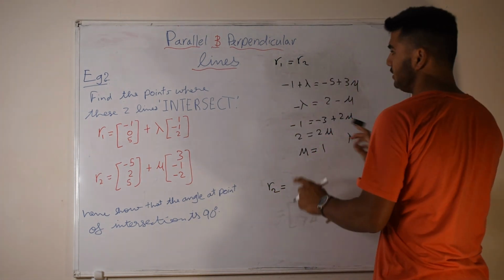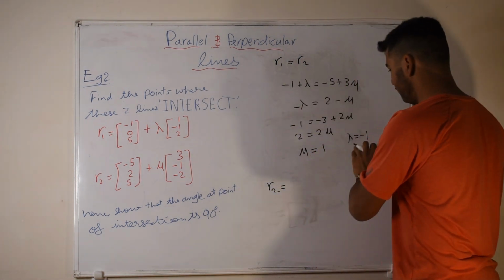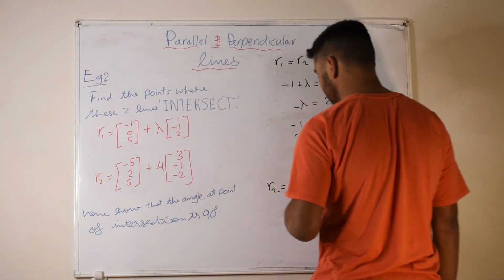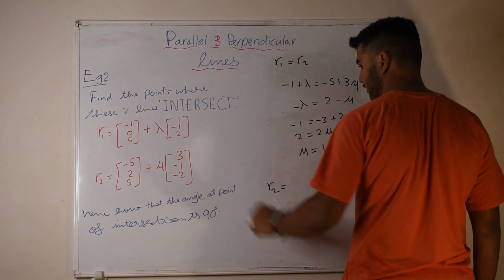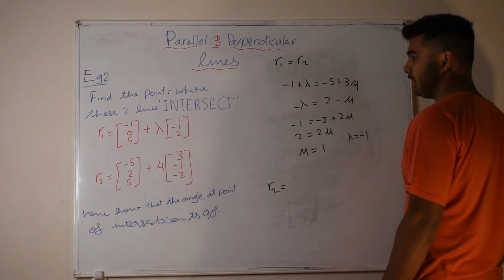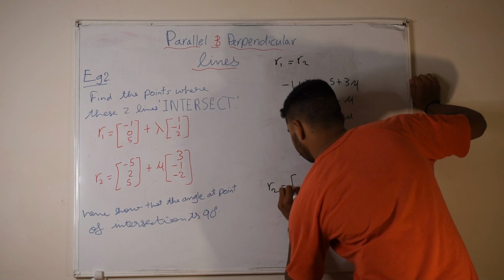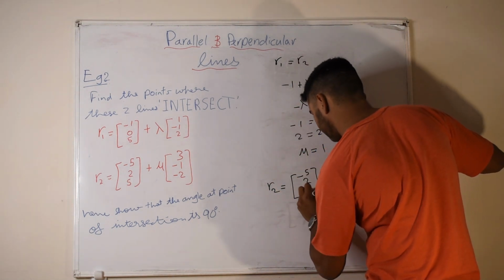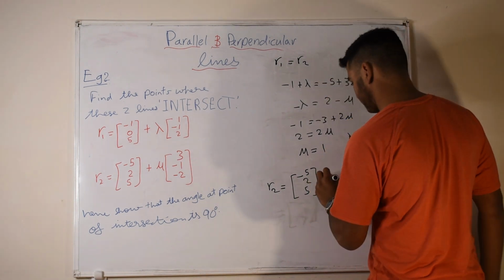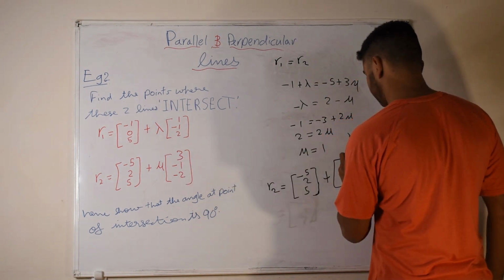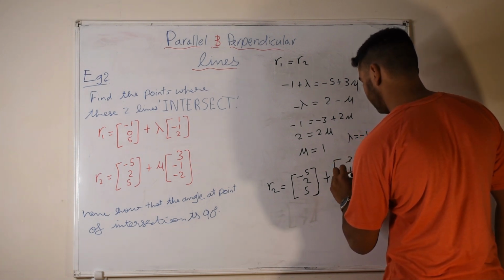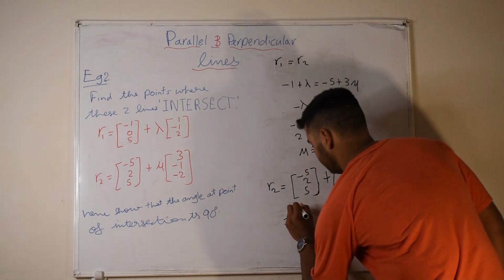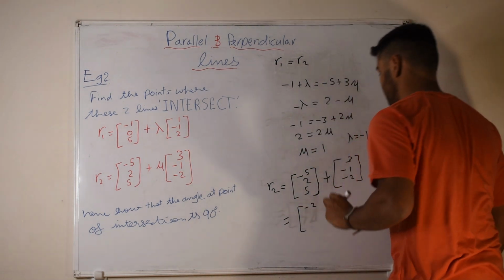We can use both values here because we've developed that R1 equals R2, so we can either sub in negative 1 here or 1, we're still going to get the same answer. So let's just sub this one over here, to get rid of the confusion of negatives. So we have minus 5, 2, 5, plus 3, negative 1, negative 2. Correct?